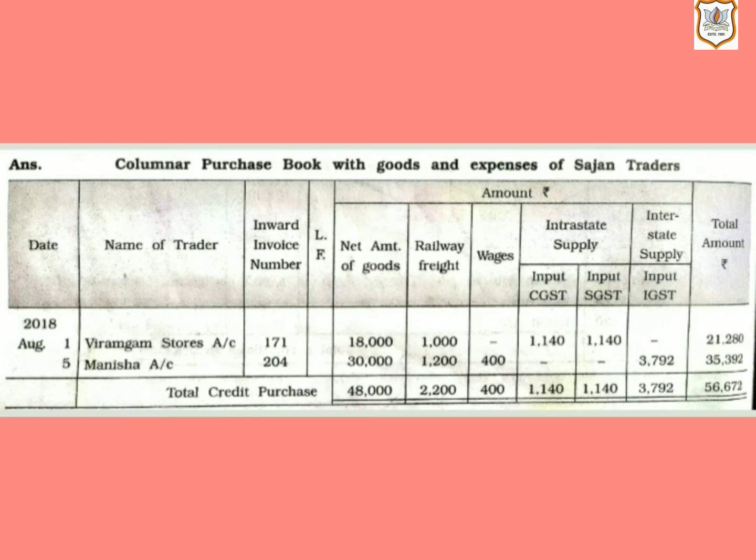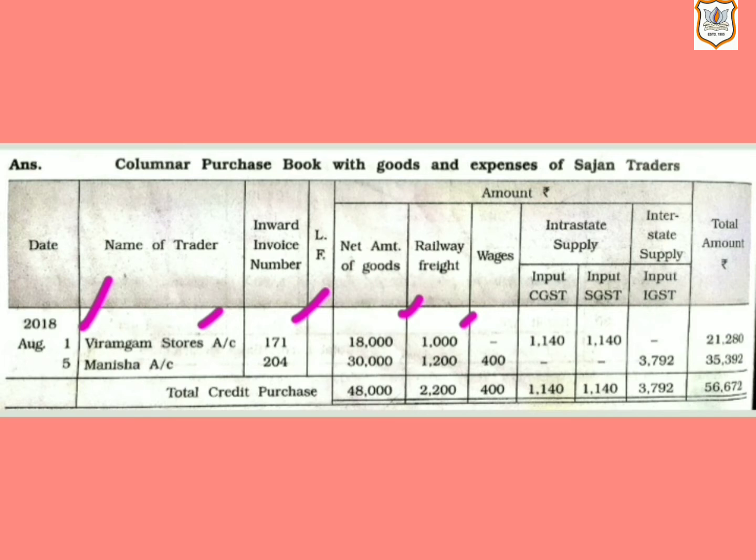So first we will record date, that is August 1st, then name of trader Viramgam stores, inward invoice number 171, then net amount of goods, that means amount which is arrived at after deducting trade discount, so that is 20,000 minus 2,000. 2,000 is 10% trade discount. So 20,000 minus 2,000, that is 18,000. Then railway freight 1,000. Here GST rate is given, that is 12%.